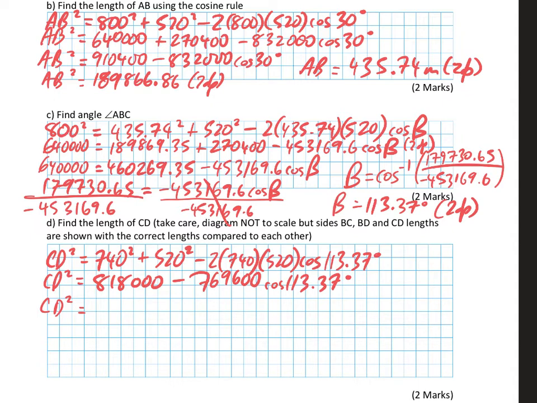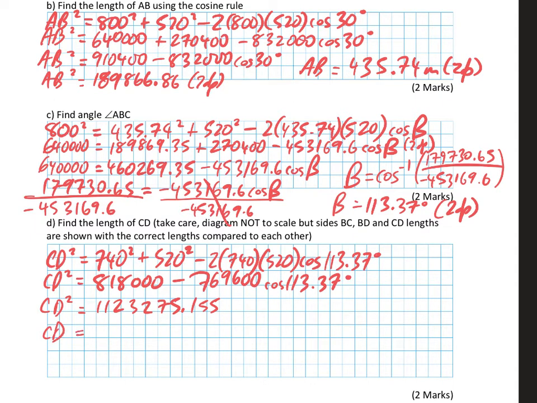818,000 take 769,600 cos 113.37. We have 1123275.155. I'm not going to round that because that's what my calculator spat out at me. It's only 3 decimal points.